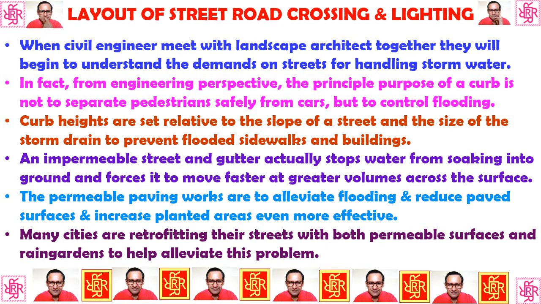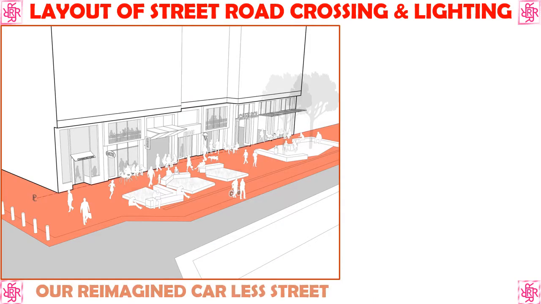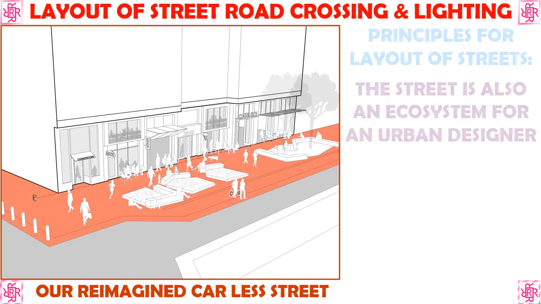Many cities are retrofitting their streets with both permeable surfaces and rain gardens to help alleviate this problem. I have already shown you one picture of a section of the street which has this kind of facility. Look at this street layout. This is again our reimagined carless street.